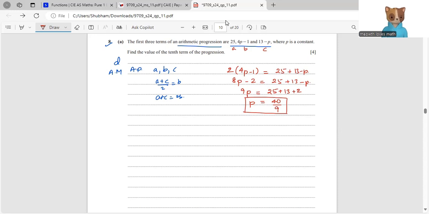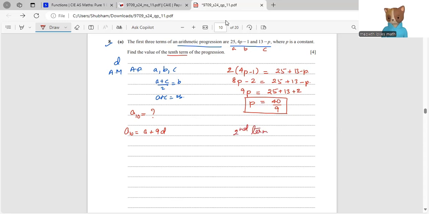Now, once we have the value of p, I need to find what is the second term. They have asked find the value of the 10th term. So we have to find a 10th, isn't it? General term. So what is the nth term? Nth term will be given by a plus n minus 1 times d. So this will become a plus 9d. So now I need to find the common difference.